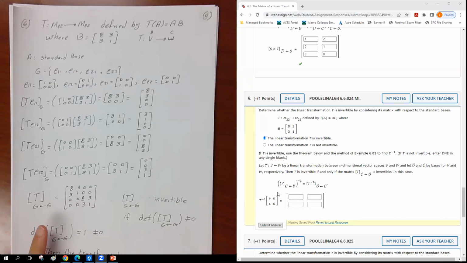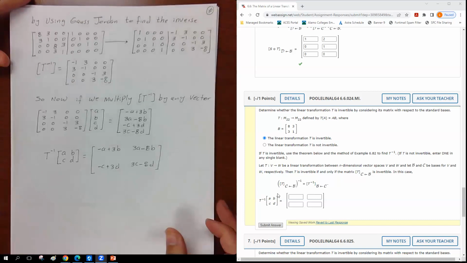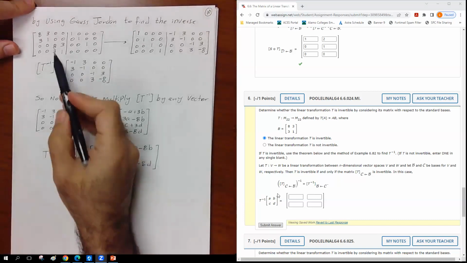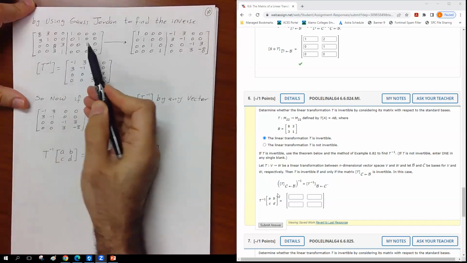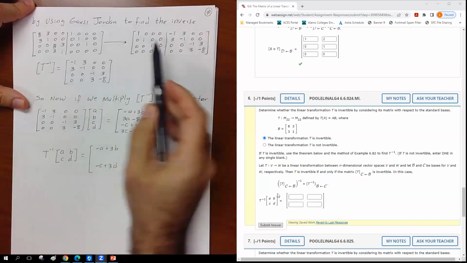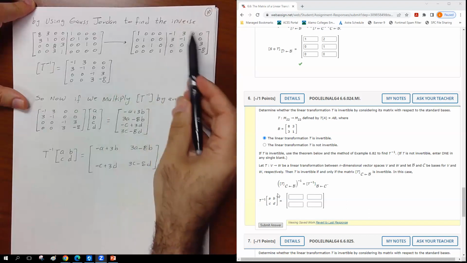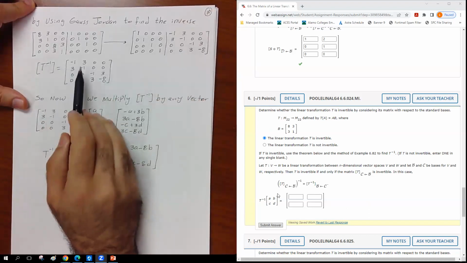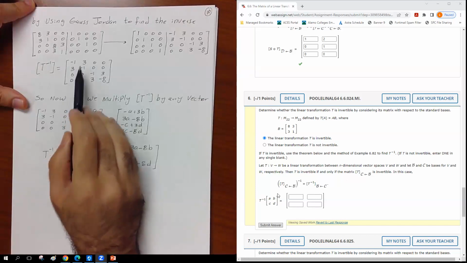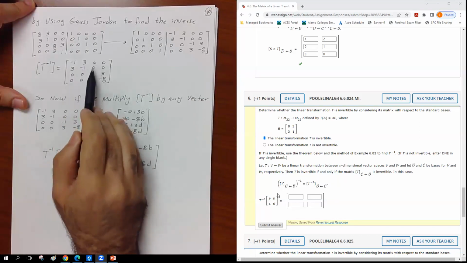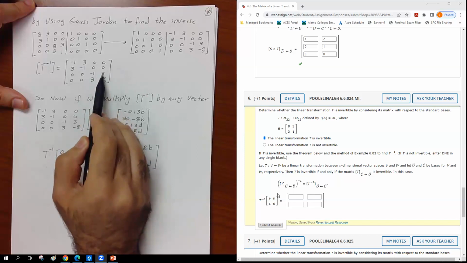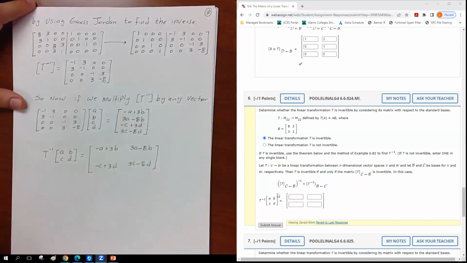I have the matrix. To find the inverse, we're just going to use the Gauss-Jordan method. So here is the matrix, and here is the identity matrix. By using row operations, we're going to get the inverse. That means our inverse is going to be negative 1, 3, 0, 0, 3, negative 8, 0, 0, 0, 0, negative 1, 3, and 0, 0, 3, negative 8. So here is now our inverse.